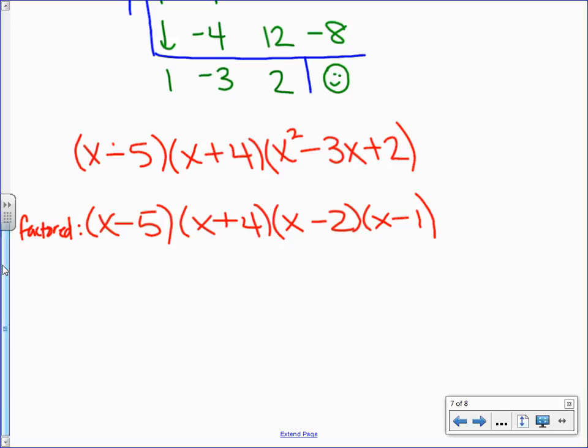So here are all of the factors, which means our zeros would be what? 5, -4, 2, and 1.